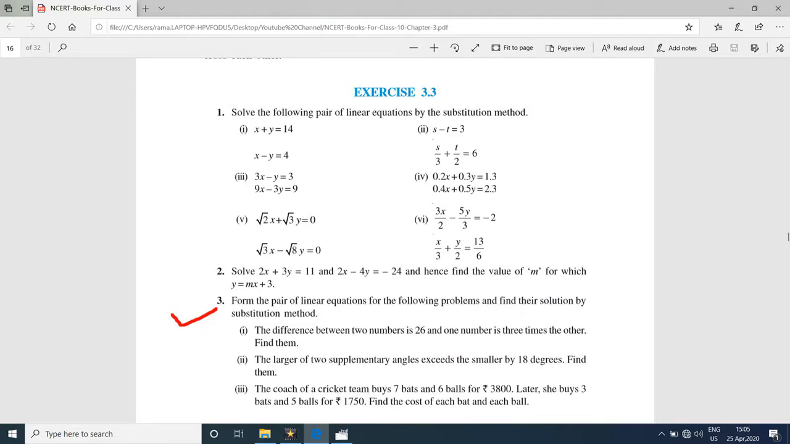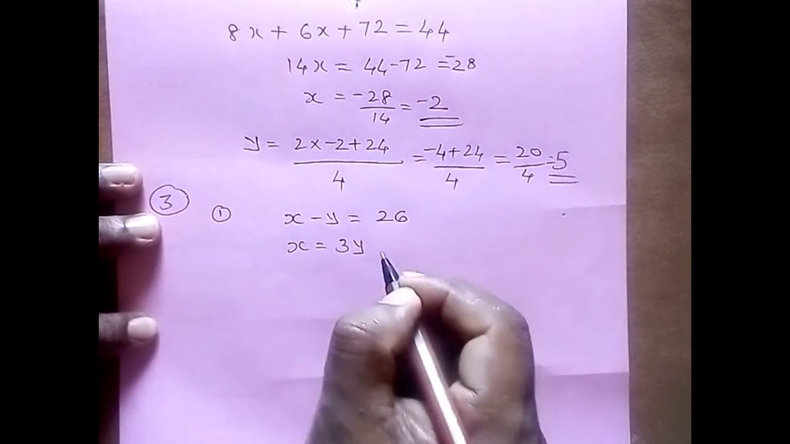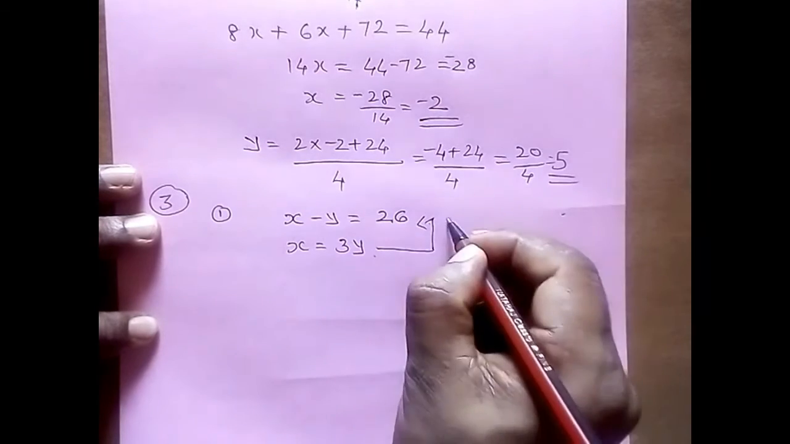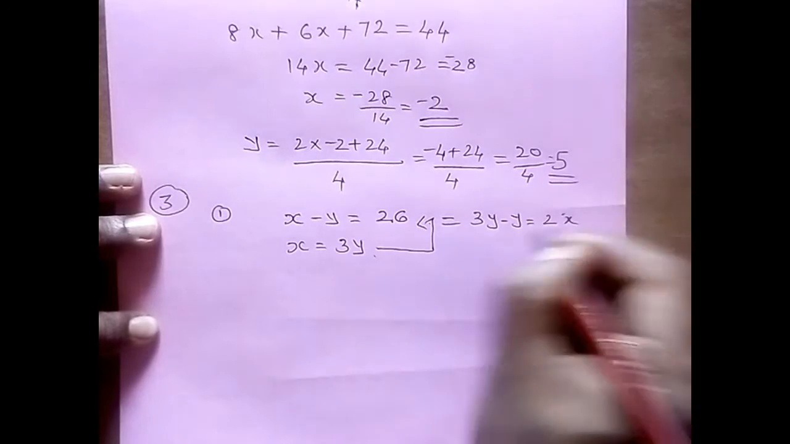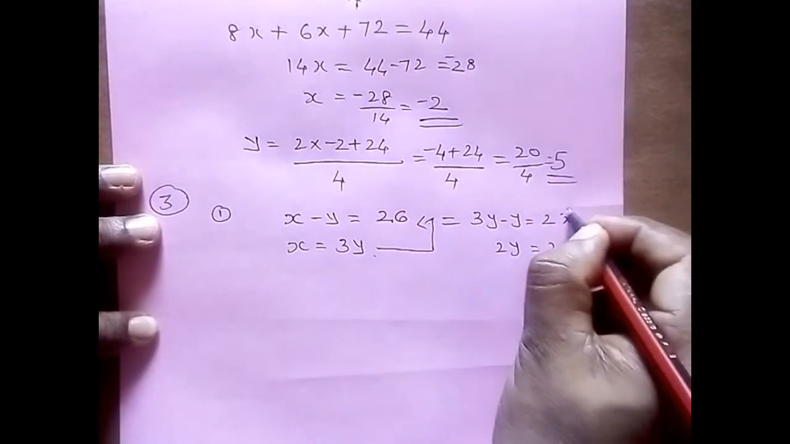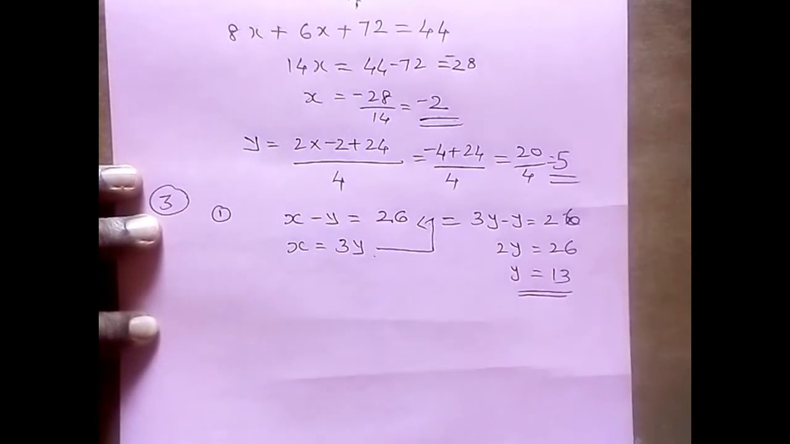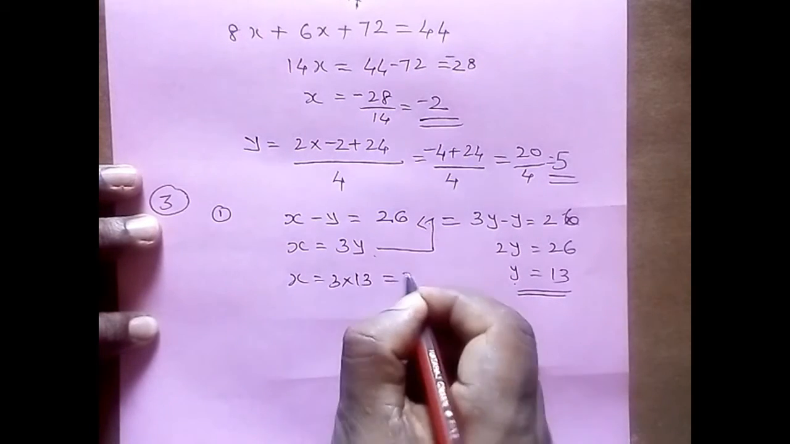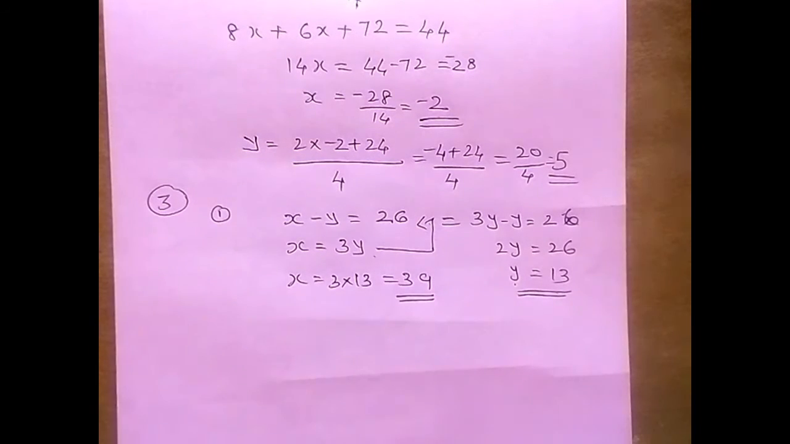And one number is 3 times the other. Here the bigger number is x, so x will be 3 times the other. So x is equal to 3y. This value we will substitute in the first equation. So this becomes 3y minus y equal to 26. 2y equal to 26, or y equal to 13. When y is equal to 13, x is equal to 3 into 13, that is equal to 39. So x is equal to 39 and y is equal to 13, that is the answer.